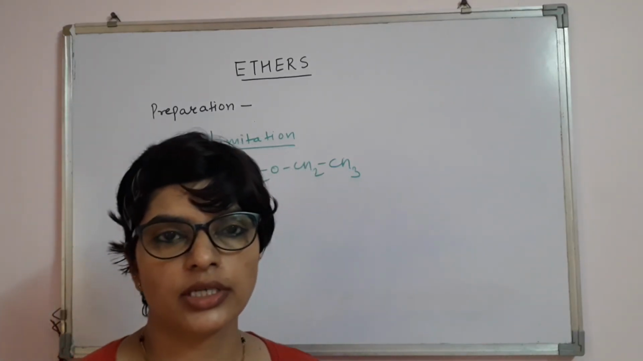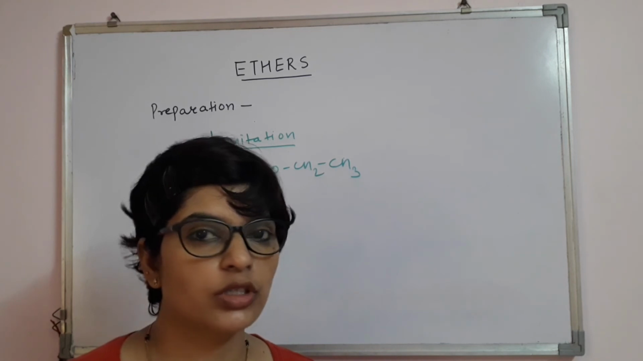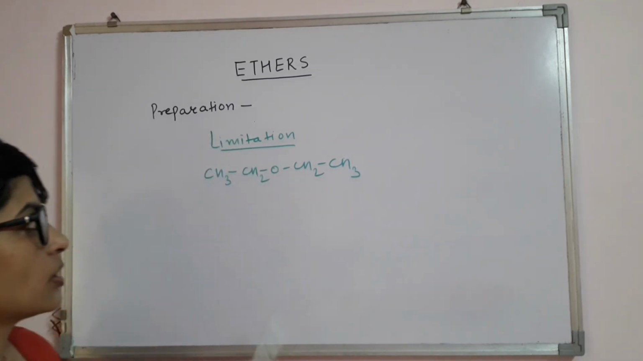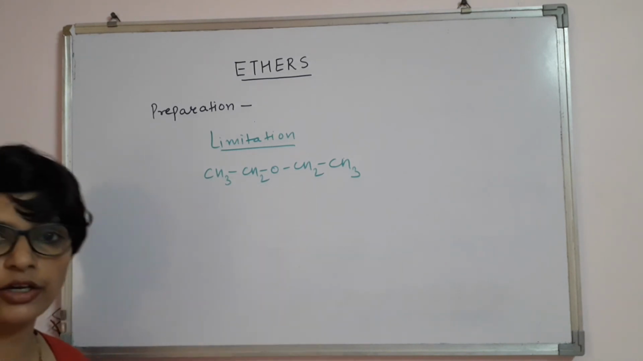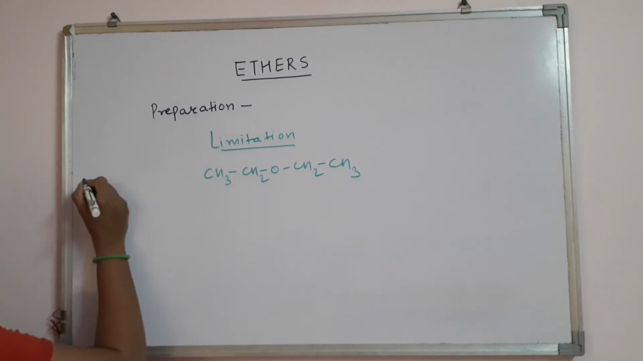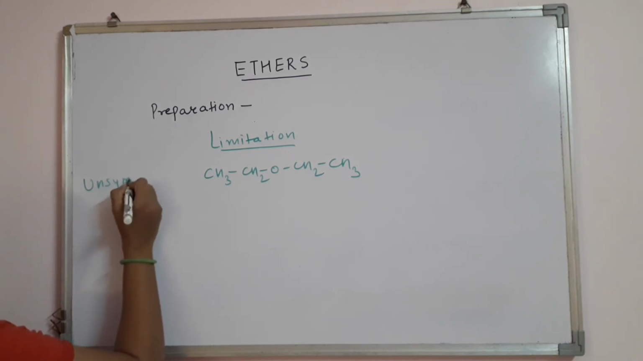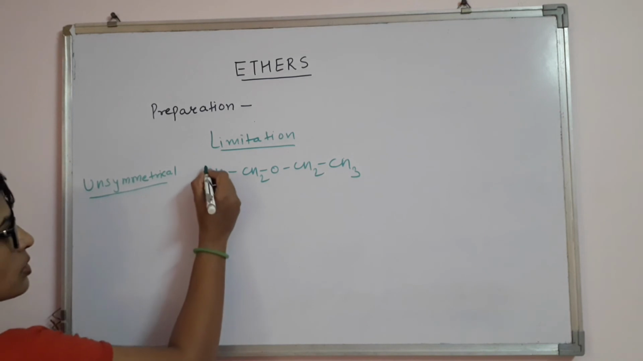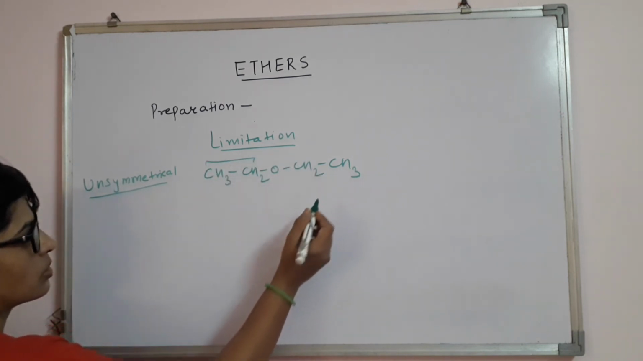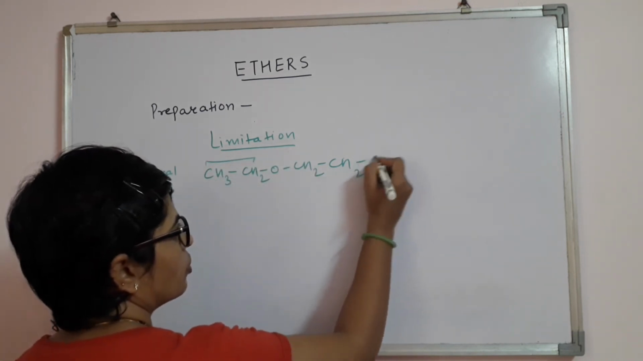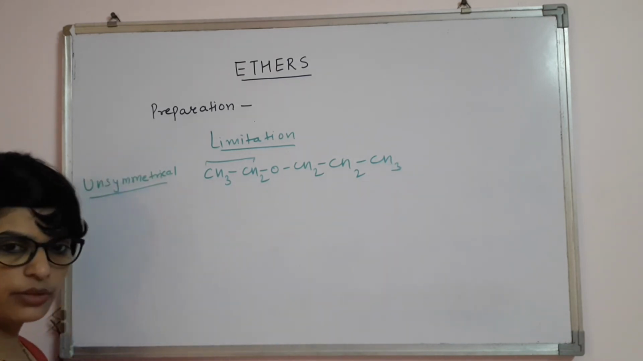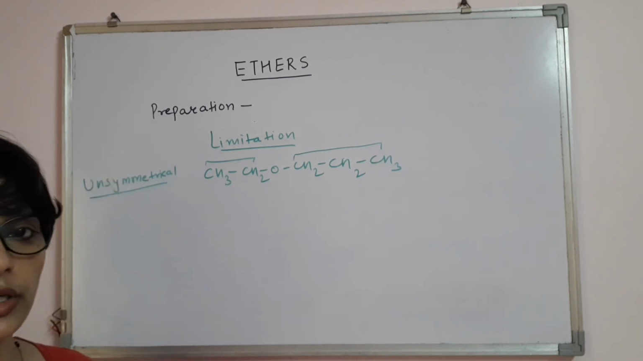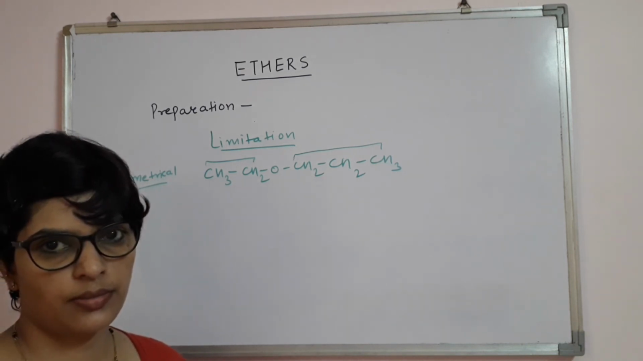Now we have to understand the limitations of the first method of preparation of ethers. The first method of preparation is not suitable for preparing unsymmetrical ethers. The meaning is that two different types of groups are attached. I will attach a different group here. So two different types of alkyl groups will be attached on either side of the oxygen atom. Such ethers are called unsymmetrical ethers.